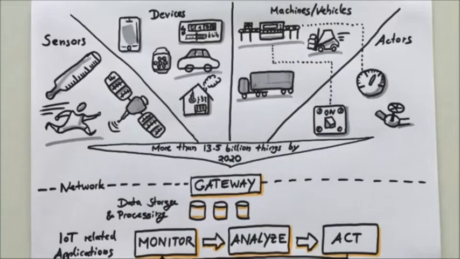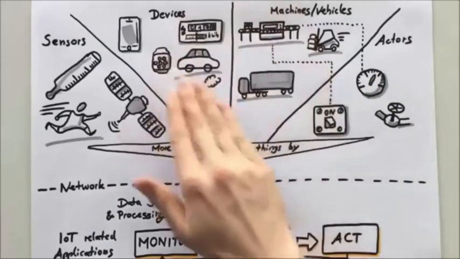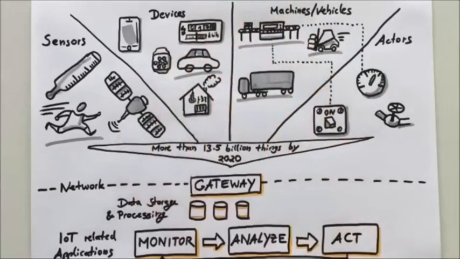To sum up, we can say that the Internet of Things is a network of sensors and actors that are implemented into devices, machines, and so on. All of these things are monitored, analyzed, and controlled by IoT-related applications, which are powered by data storage, data processing capabilities, and a gateway that collects the output data from all the relevant things in the network. So that's the idea of IoT.